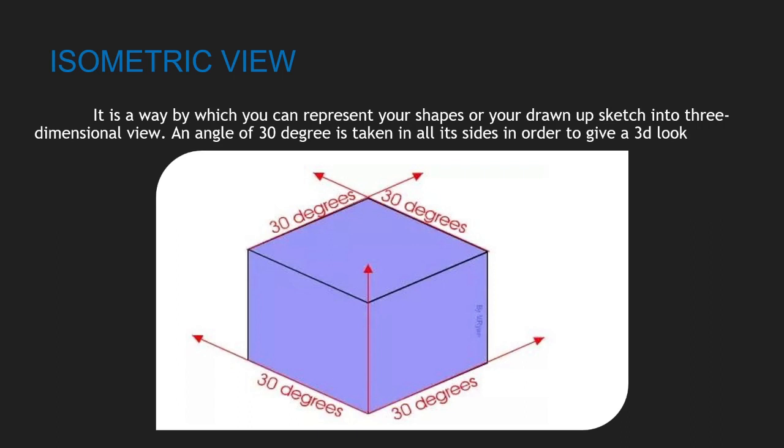Taking this as an example, we'll make 30 degrees on both sides of an origin, and then create parallel lines to it. This is just a 2D drawing, so we can't revolve it and see other sides. We can see only three sides, but it looks like a 3D object. Making equal angles and drawing parallel lines to them will look like a 3D object. That's what isometric is.